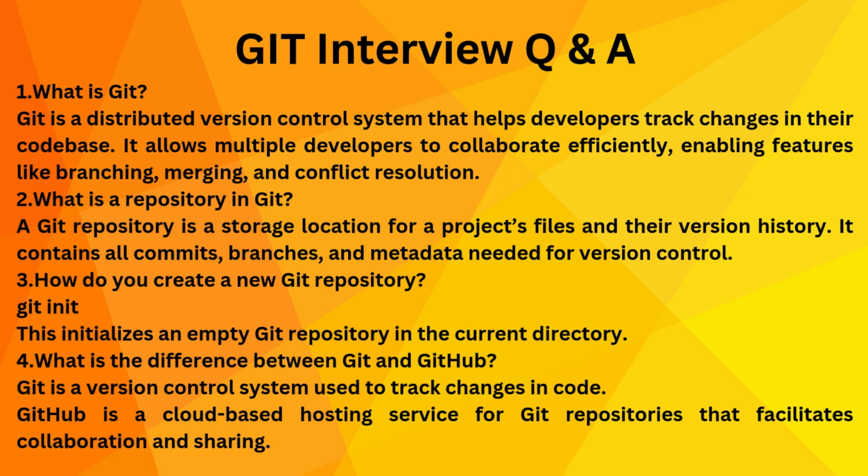What is a repository in Git? A Git repository is a storage location for a project's files and their version history. It contains all commits, branches, and metadata needed for version control.